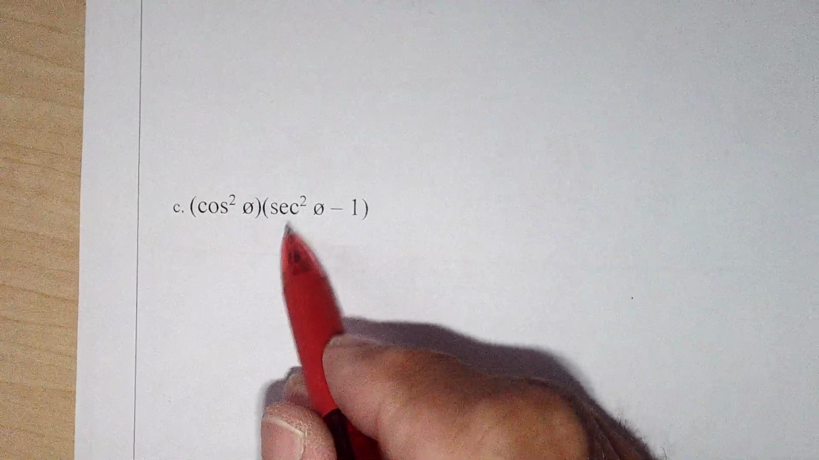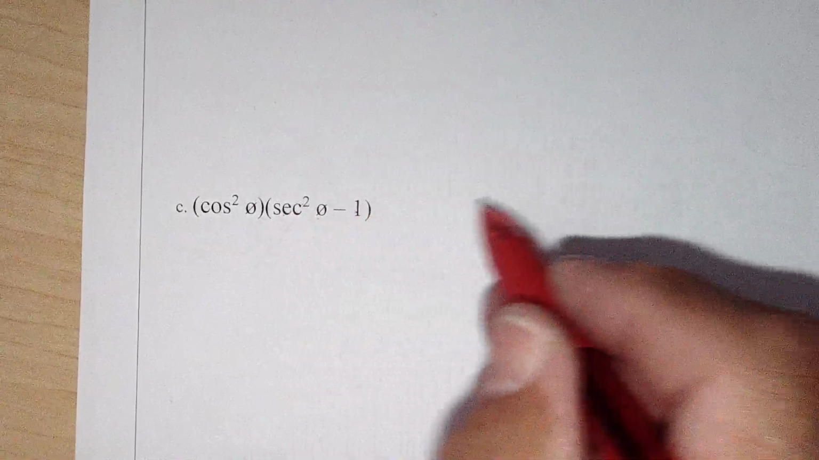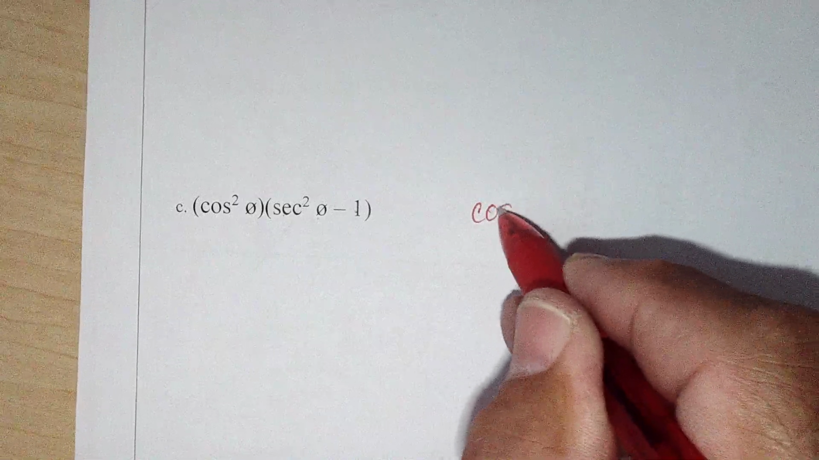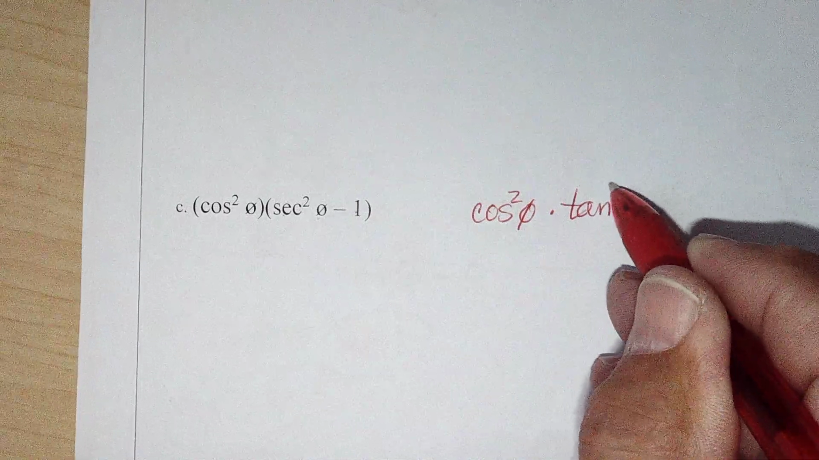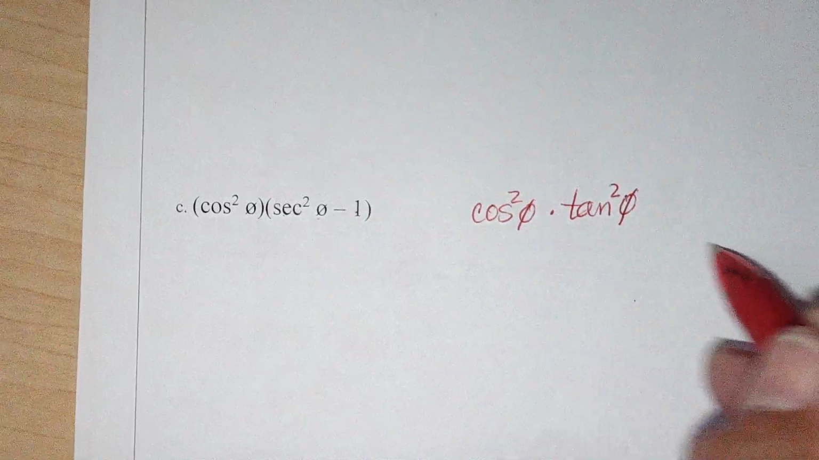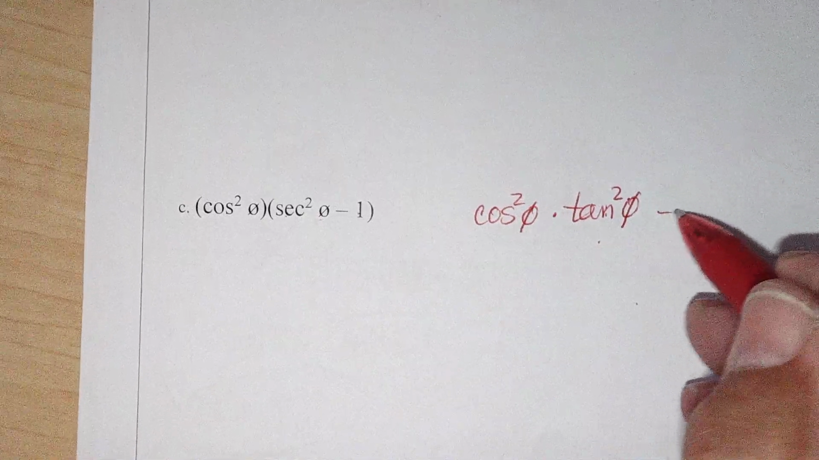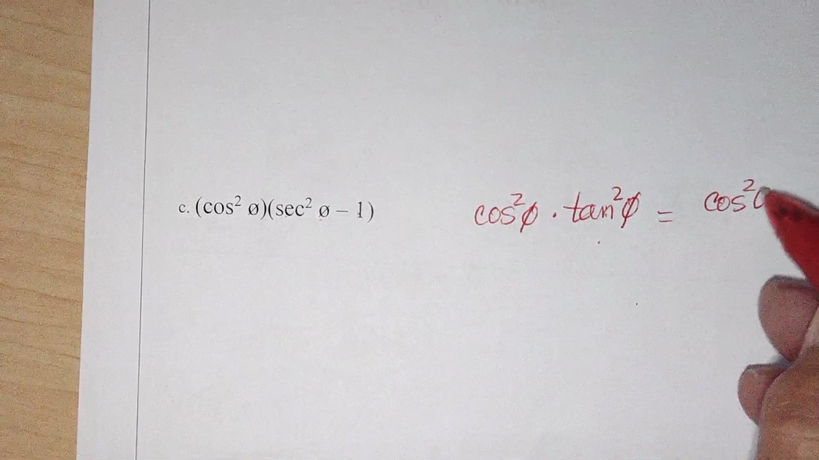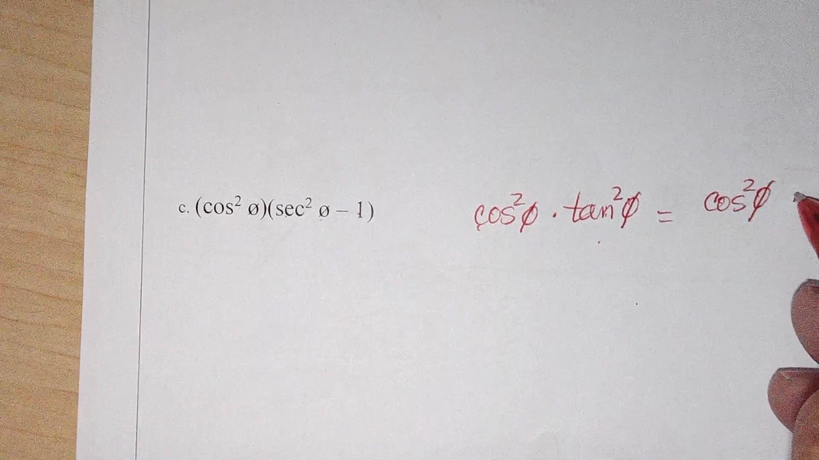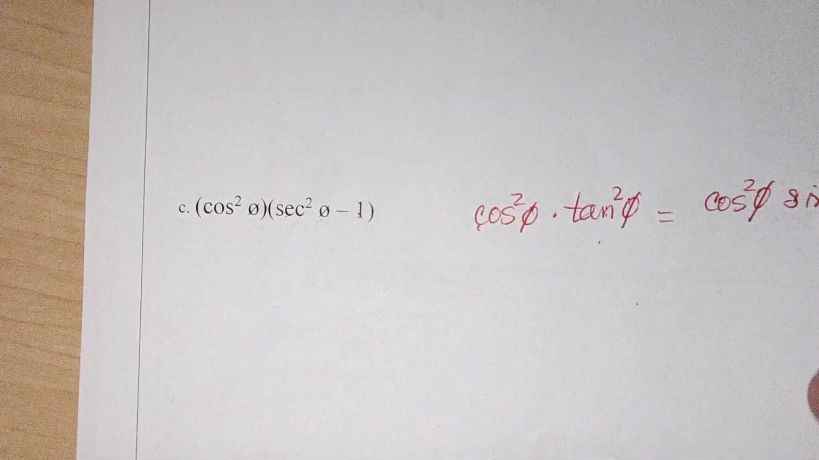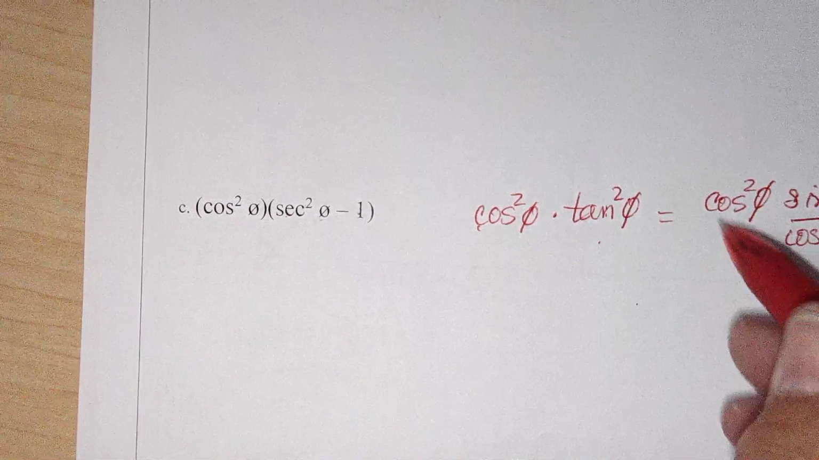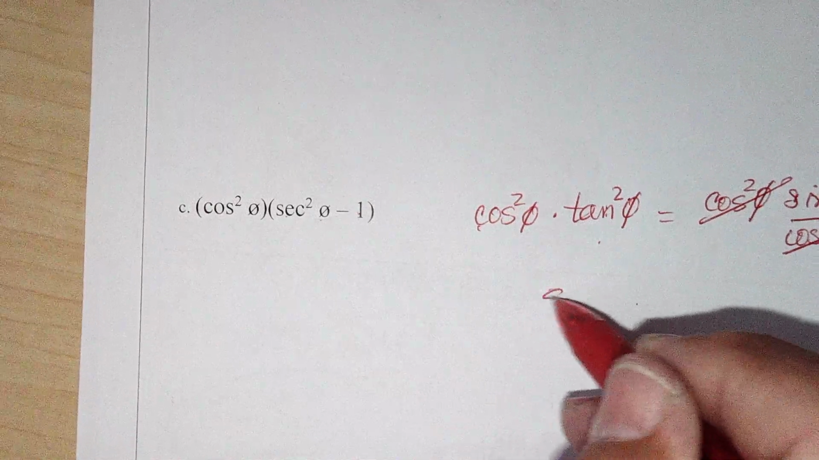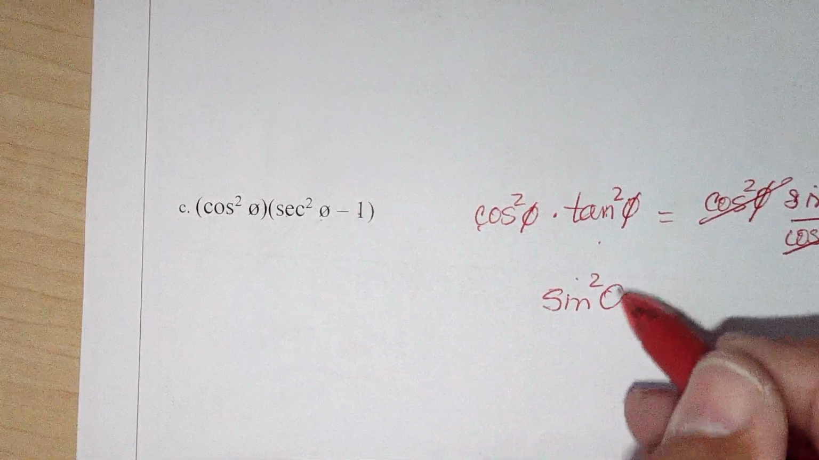And finally, a couple ways to go here. We can say secant squared minus 1 is tangent squared. So we can have cosine squared of phi times tangent squared of phi. And tangent is sine over cosine, so this could be cosine squared phi times sine squared phi over cosine squared phi. And the cosine squareds cancel, and we get sine squared of phi.